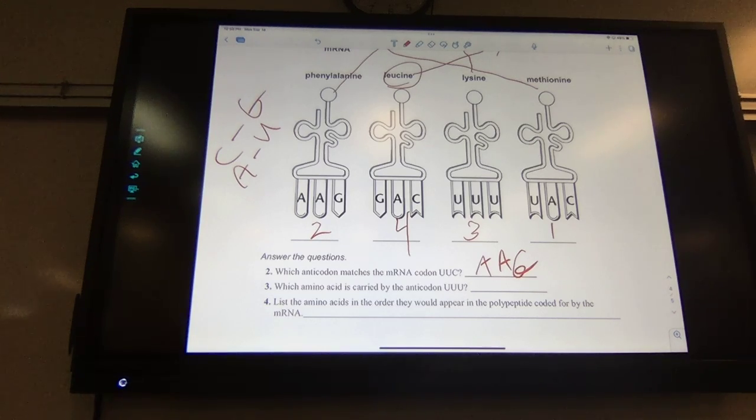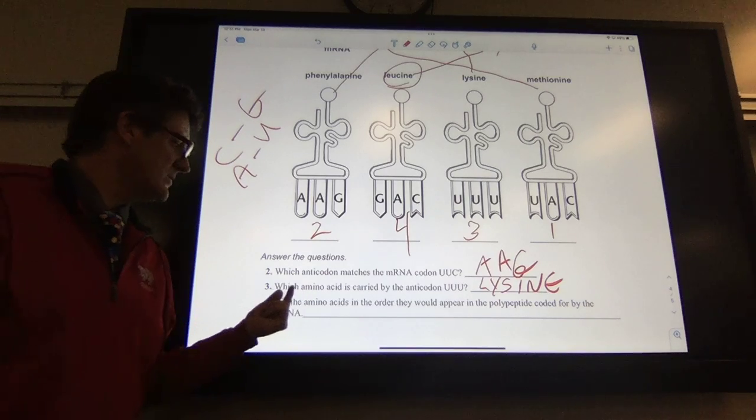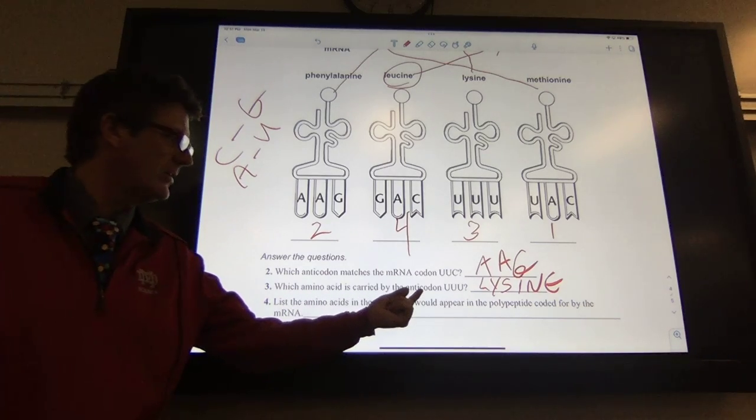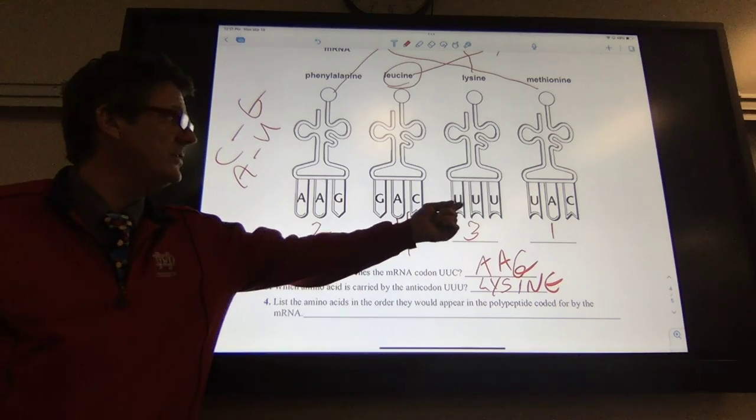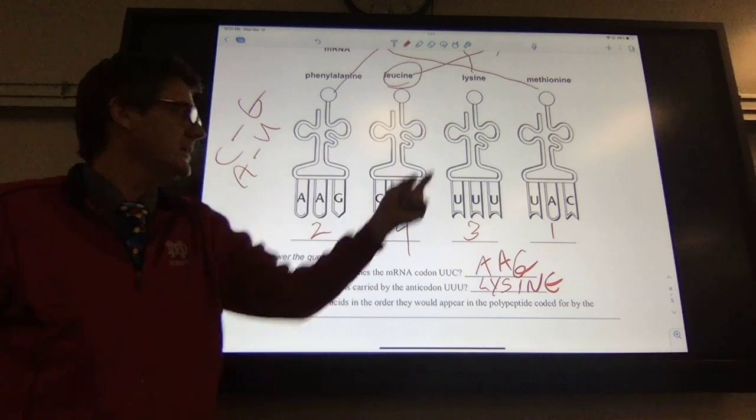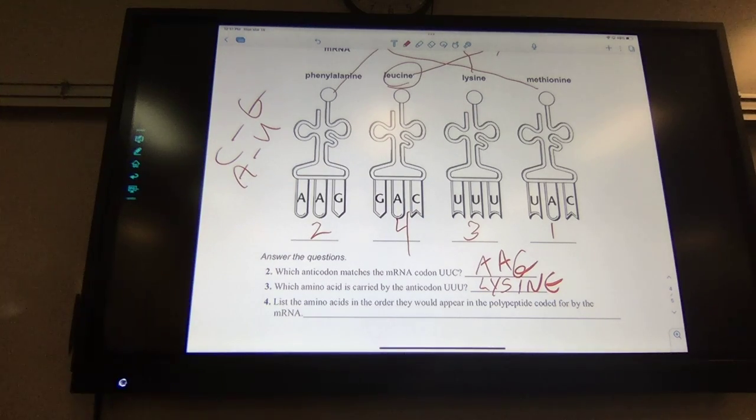Which amino acid is carried by the anticodon UUU? Lysine. So be on the lookout for this. It says which amino acid is carried by the anticodon. That means that it's on the transfer RNA. And so here's UUU, and it's carrying lysine. You just have to be careful. Are they asking for the codon or are they asking for the anticodon info?